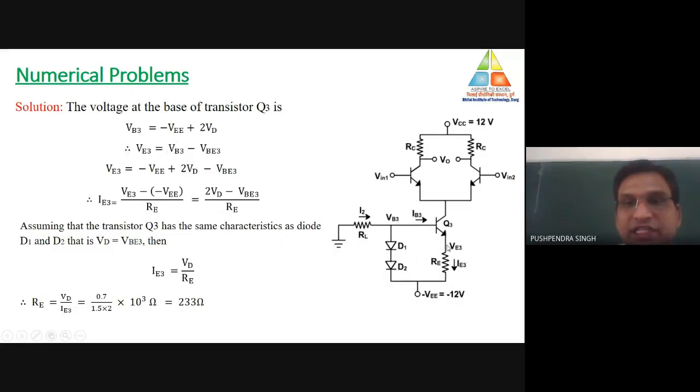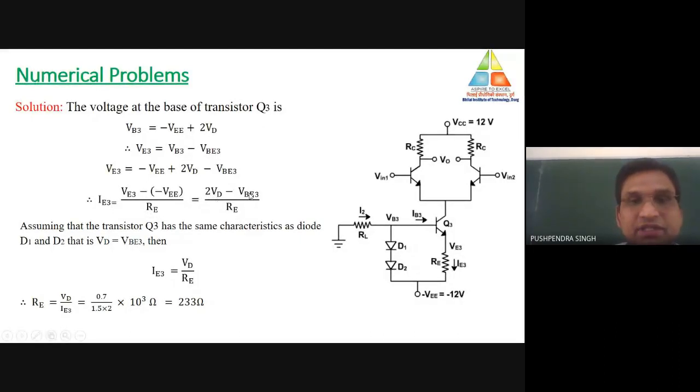And what is VE3? VE3 is equal to base terminal voltage minus base to emitter voltage. So VE3 is equal to VB3 minus VBE3. Substituting these values in this expression, VE3 is equal to minus VEE plus twice VD minus VBE3. And after some simplification, we get the value of IE3 as this one.